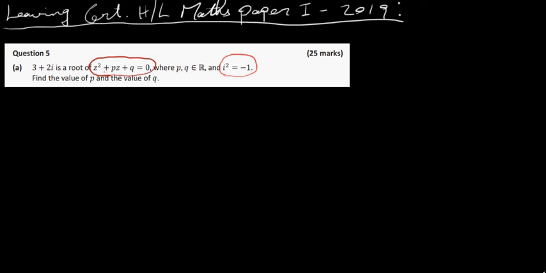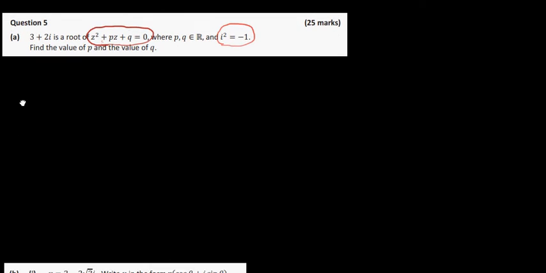Right, so let's have a look at the Leaving Certificate Higher Level Maths Paper 1 for 2019, and we're going to have a look at question 5 this time. Okay, so we have here 3 plus 2i is a root of this complex quadratic equation, and p and q are elements of R, and i squared is minus 1. We've got to find the value of p and q.